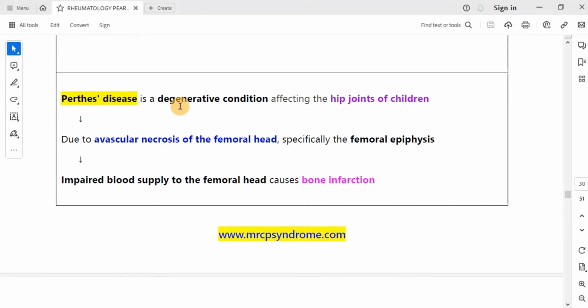Perthes disease is a degenerative condition affecting the hip joint of the children due to avascular necrosis of the femoral head, specifically the femoral epiphysis. Impaired blood supply to the femoral bone causes the bone infarction.